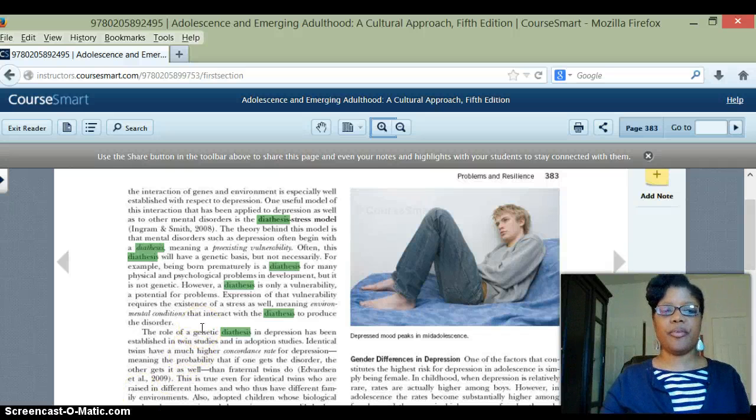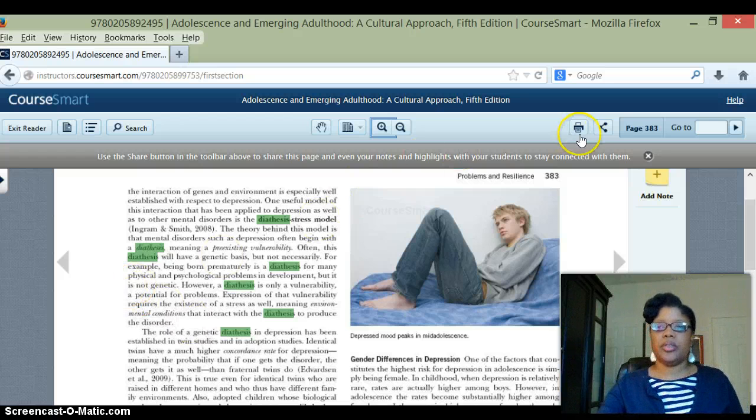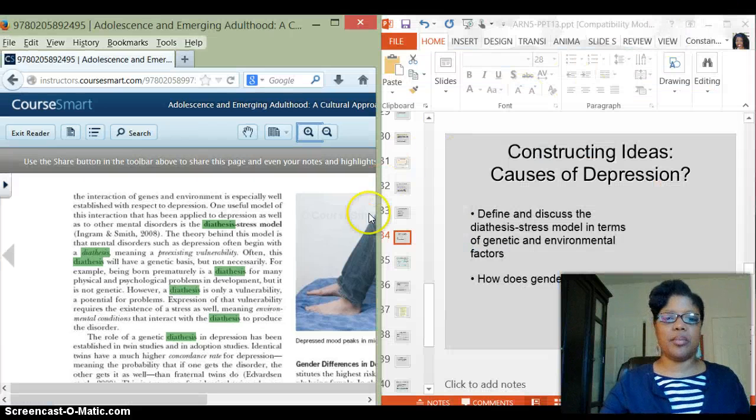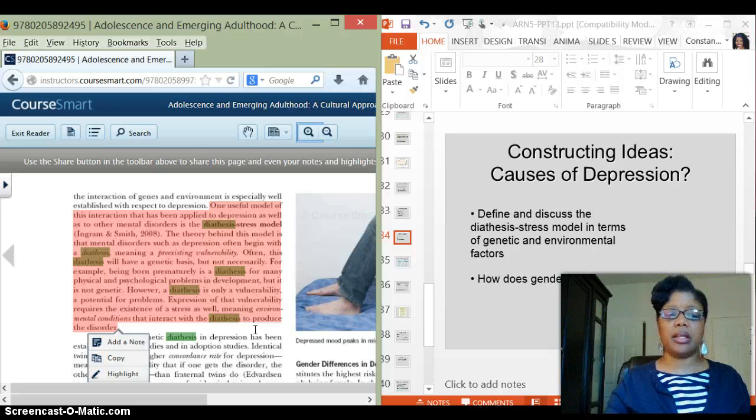Okay, so here we are for part two, and I was looking for the term diathesis stress model, and it's on page 382. And I'm going to go back so you can see both slides again. Page 382 clearly defines diathesis right here. And it tells you that this theory says that in adolescents and in adults as well, depression is kind of predisposed. We are predisposed.